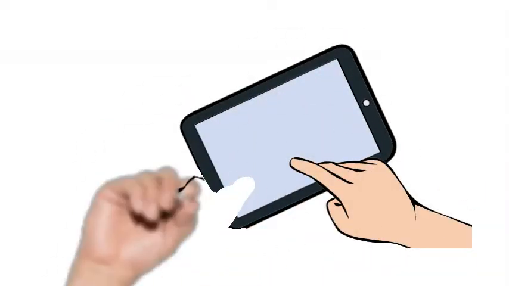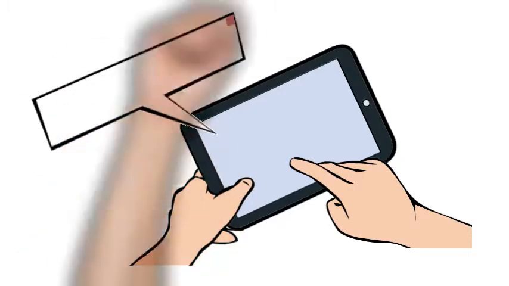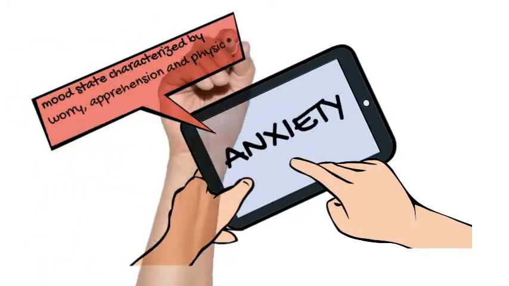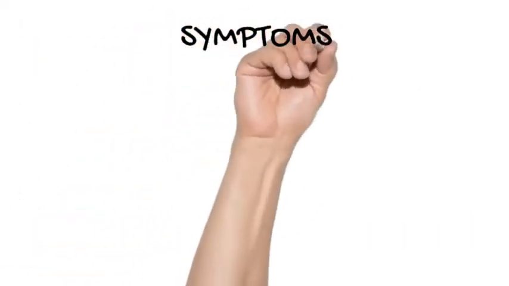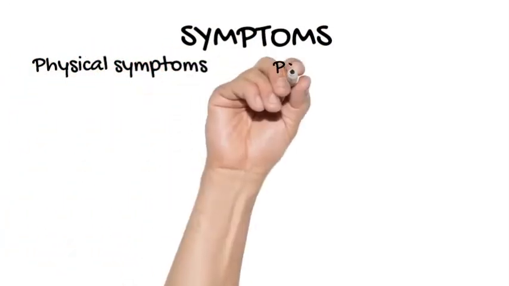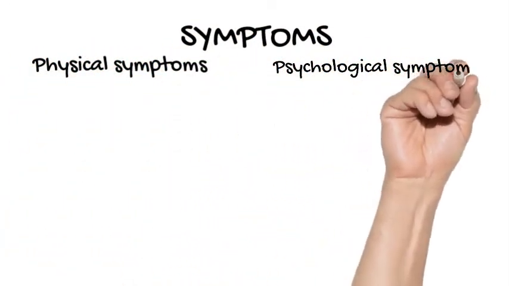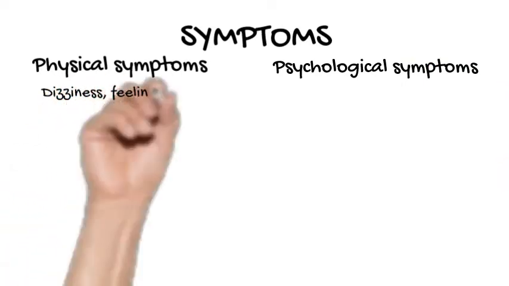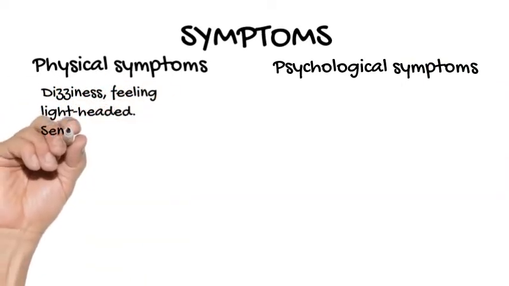Definition of anxiety. Anxiety may be defined as a mood state characterized by worry, apprehension and physical symptoms. Symptoms of anxiety. Anxiety involves both physical and mental responses, manifesting as physical and psychological symptoms.